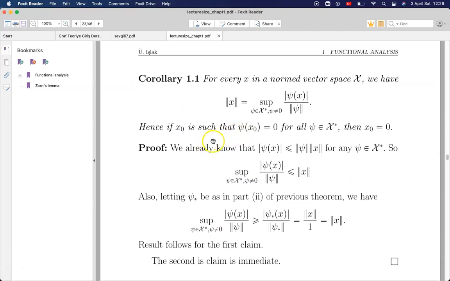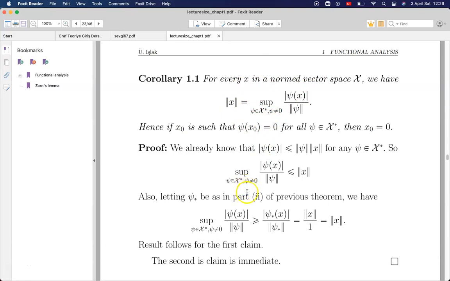Now, do we need to look at this? Let's go over it. It seems quite easy. Let's see. Now, if you take any psi in the dual, then by definition of this norm, I know that the length of psi of x is less or equal to the length of psi times the norm of x. Okay, so if you divide both sides by the norm of psi, for non-zero guys, then you obtain this inequality. And if you take the sup over all bounded linear functionals, then you obtain the inequality for one part of this.